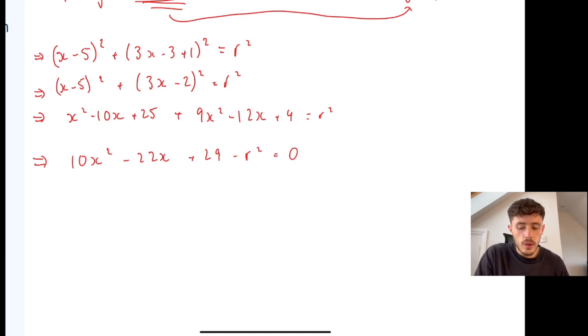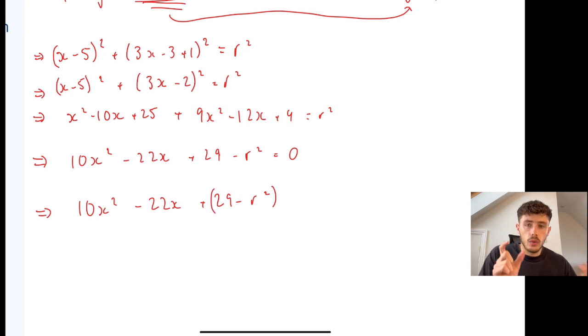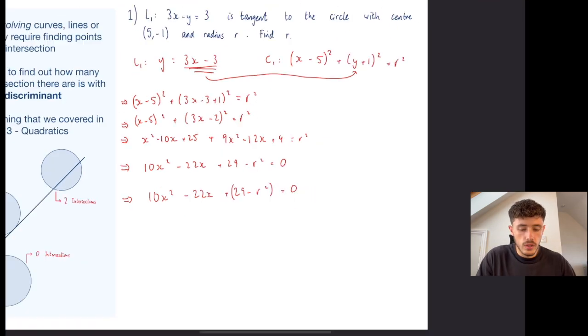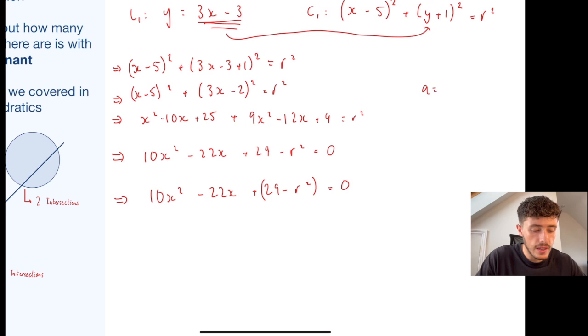And as we've done throughout this series, it is very important to become comfortable identifying the a value, the b value, and the c value before it goes into the discriminant. So obviously we've got 10x squared, we've got minus 22x, and the c here is actually going to be that whole 29 minus r squared equals 0. So before we go on to that next step of plugging it into the discriminant, we can just make a note here. A equals 10, b equals minus 22, and c equals 29 minus r squared. Just makes it really clear to any examiner that you know exactly what you're doing.